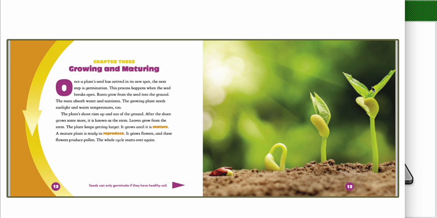And after the shoot grows up some more, it's known as the stem. Leaves grow from the stem and it keeps getting larger. It grows until it's mature. A mature plant is ready to reproduce. It grows flowers, and these flowers produce pollen, and the whole cycle starts over again.